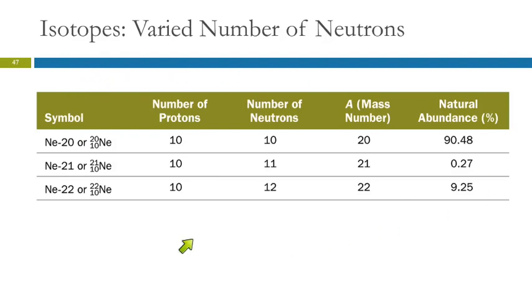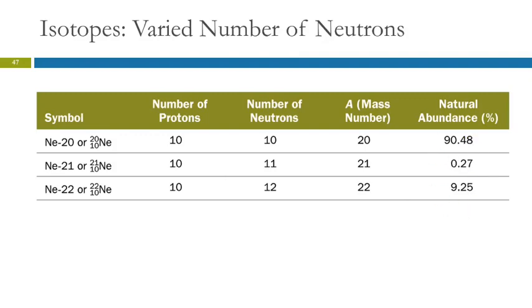So here's a chart looking at, again, these 3 isotopes of neon, showing the number of protons, the number of neutrons, the mass number, and then this is the natural abundance, which is often expressed as a percentage. So 90.48% of neon atoms are neon 20. There's less than 1% neon 21 and 9.25% neon 22.